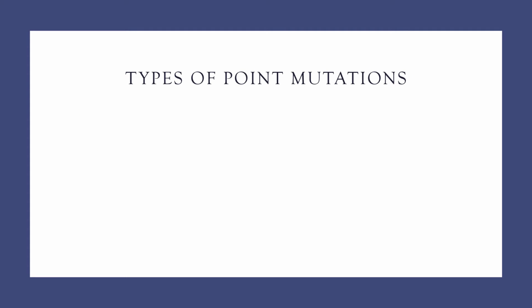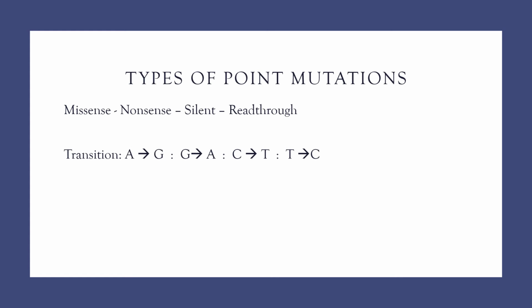In these strands, we can observe point mutations, which are mutations in one single nucleotide in the different DNA or mRNA strands. There are missense, nonsense, silent, and read-through point mutations, and I'm going to give an example of each one and show how it affects each new strand. We can also label the mutation transition, which is changing purine to purine or pyrimidine to pyrimidine, or transversion, which can change from purine to pyrimidine or vice versa.